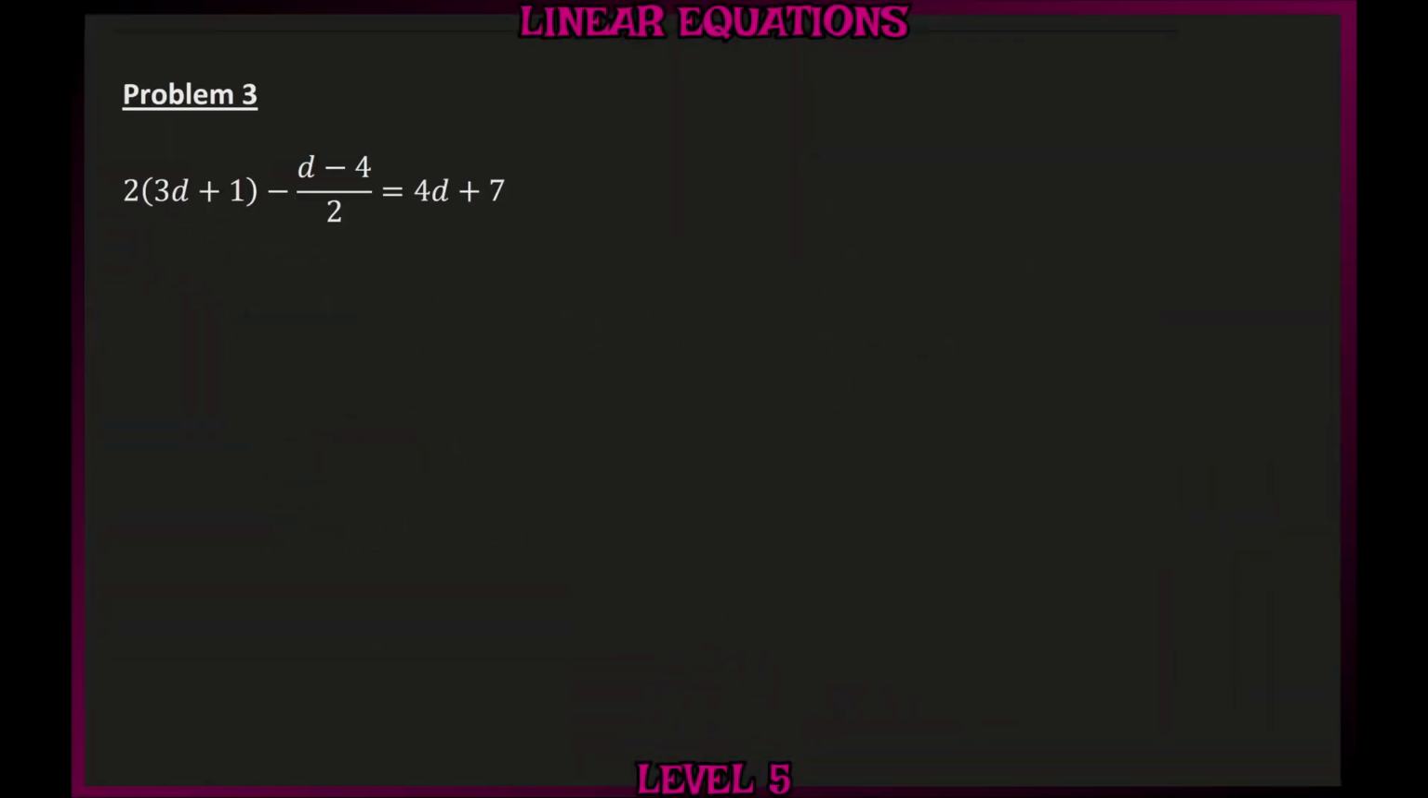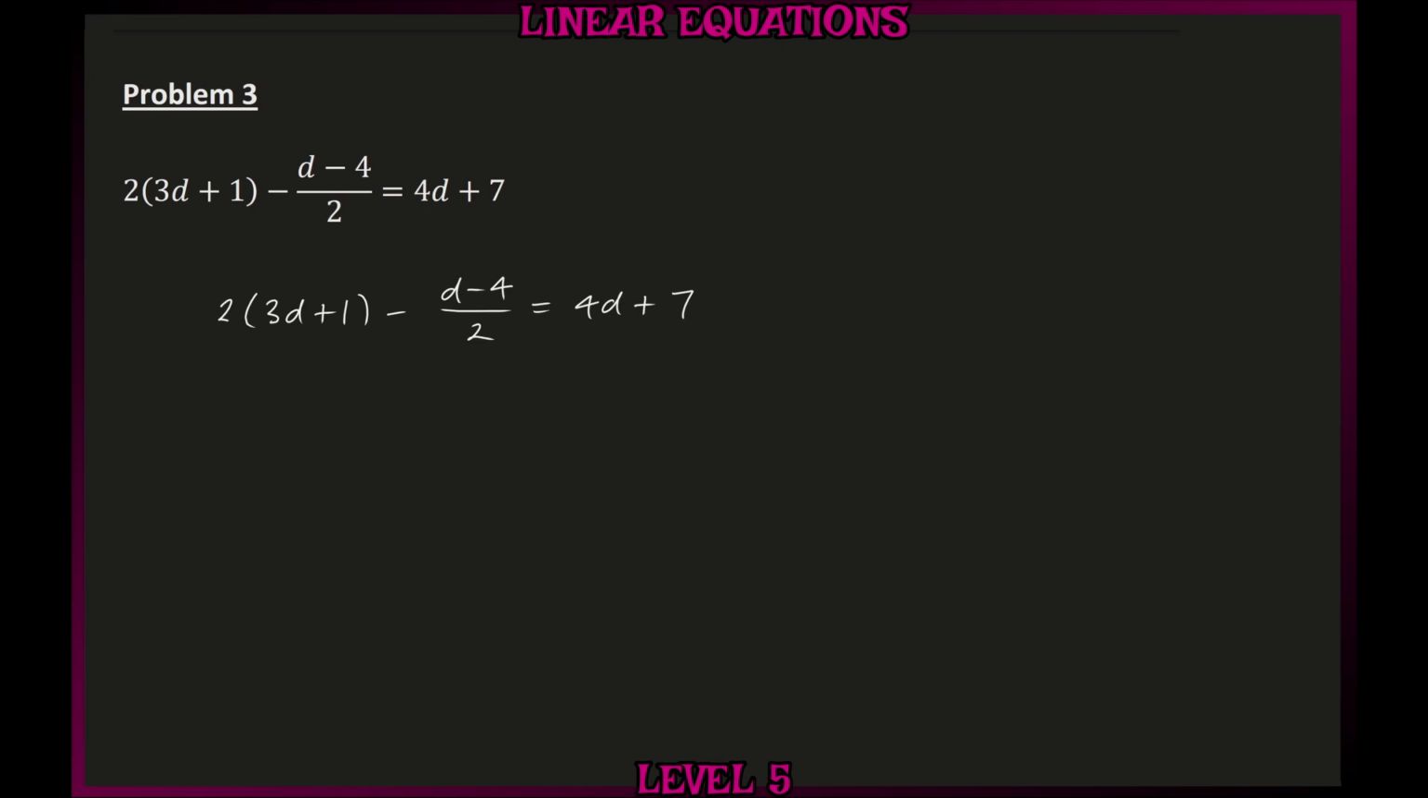In problem 3, we're solving the equation 2 multiplied by 3d plus 1 minus d minus 4 over 2 is equal to 4d plus 7. Now there are different approaches to solving this problem. We could expand the bracket on the left, move everything else over to the right, and then try and remove the fraction. What I'm going to do first actually is just multiply everything by 2.